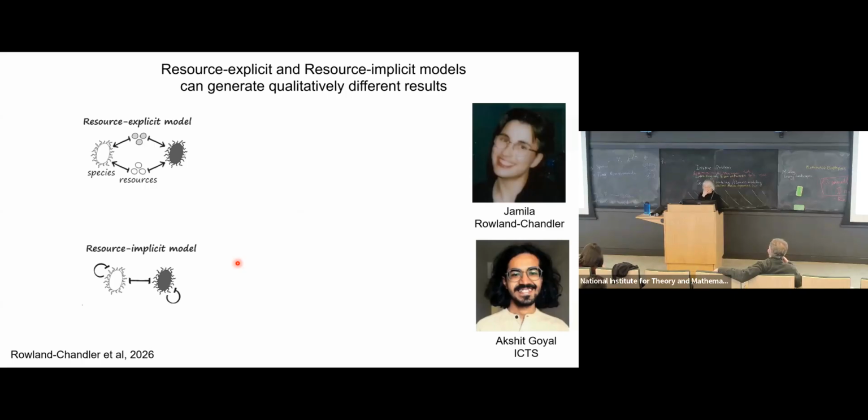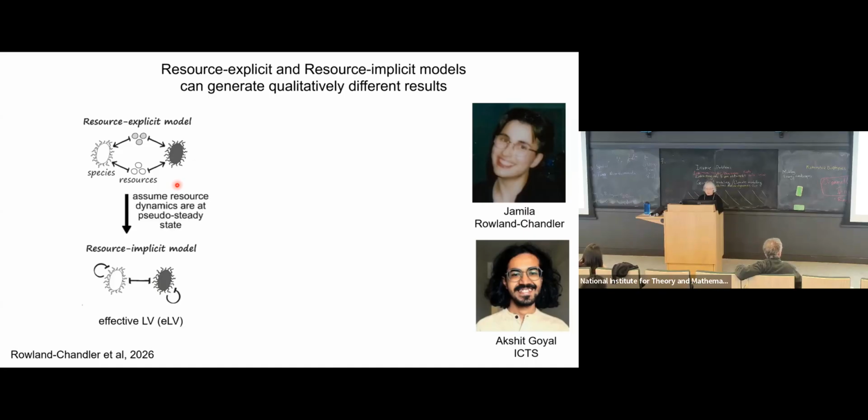We recently looked into the difference between resource explicit and resource implicit models. In resource explicit models, two species will compete because they both want this resource. When they consume the resource, they inhibit the resource, but the resource promotes their growth. So this is the interaction diagram. GLV is more like a resource implicit model, because when you have a competition like this, you have intra-population competition and inter-population competition.